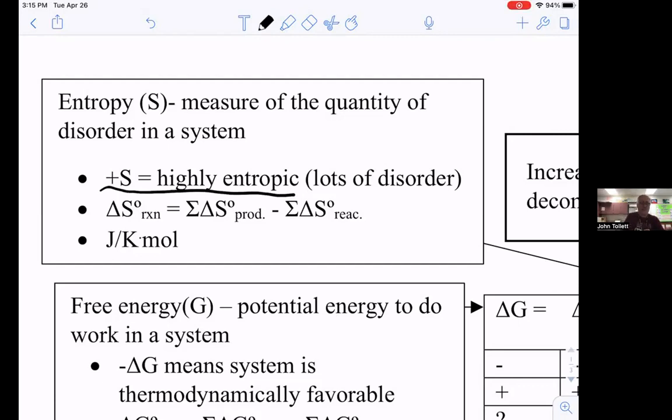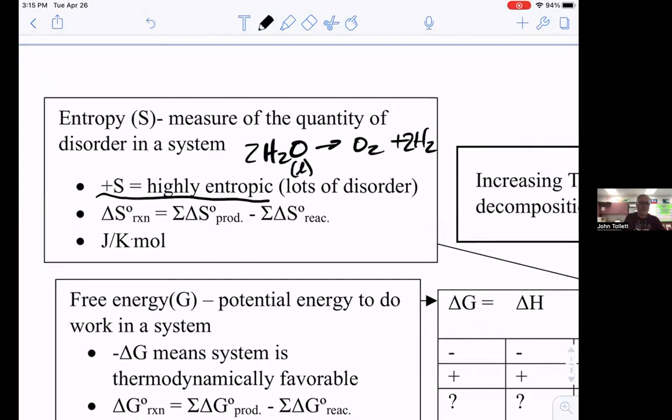This means that, if you have water producing hydrogen and oxygen, both of which are gases, of course, you have not only a molar relationship change from 2 moles of something to 3 moles of something, but you also have, in a lot of cases, a liquid going to 3 moles of gases. This would be an increase in the entropy of the system.